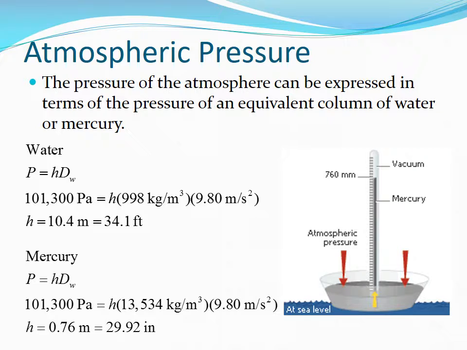The pressure of the atmosphere can be expressed in terms of the pressure of an equivalent column of water or mercury. The density of water at 20 degrees Celsius, room temperature, is 998 kilograms per cubic meter. This gives a column of water 10.4 meters tall, which is around 34 feet. The density of mercury is 13,534 kilograms per cubic meter. This gives a column of mercury 0.76 meters tall, around 30 inches.